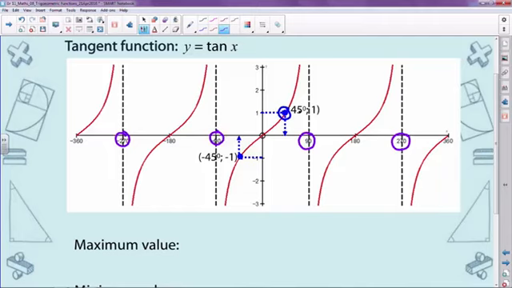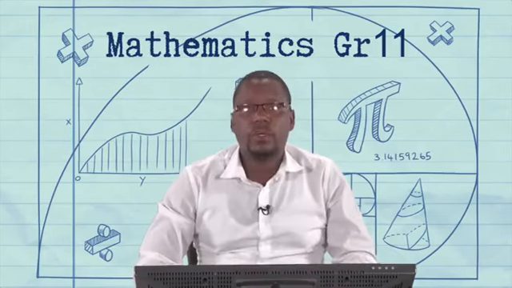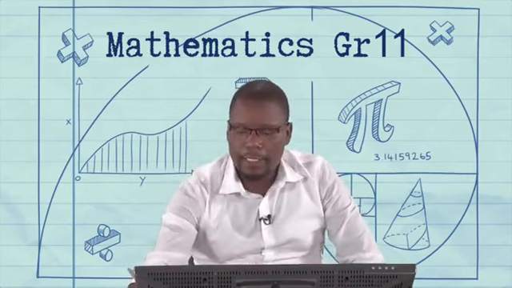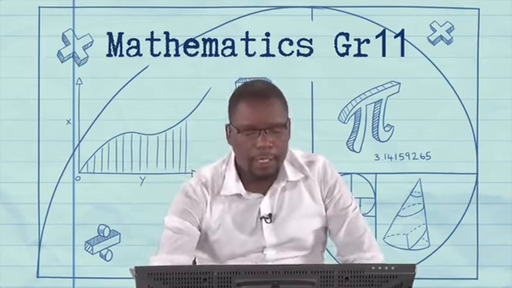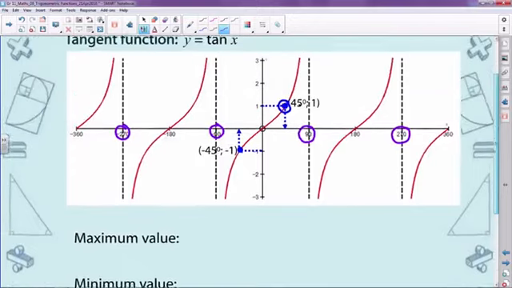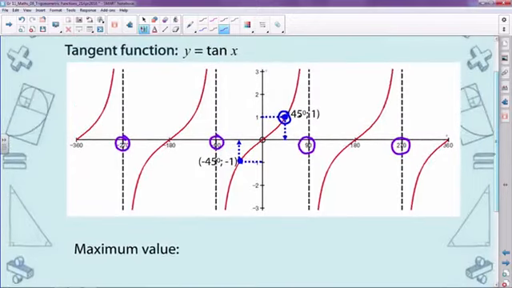We'll do the same with this graph as well. You quickly do the 2 minutes. You are hands-on with this exercise, so you quickly work with your friend. You find, like we were saying earlier on, the maximum value, minimum value, the period of this graph, and the amplitude. Okay, 2 minutes, guys. Let's go.